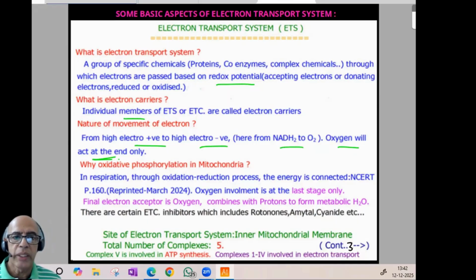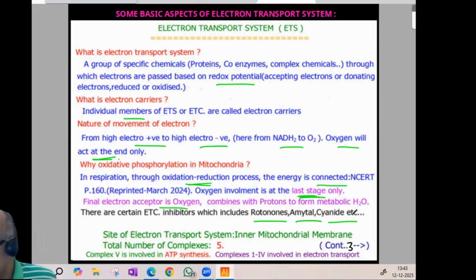And why oxidative phosphorylation in mitochondria? In respiration, through oxidation and reduction, accepting and giving, or giving and accepting, energy is connected. That is given in NCERT page 160, reprint edition March 2024. Oxygen involvement is at the last stage only, important for true or false type statements. The final electron acceptor is oxygen, which combines with protons to form metabolic water. And there are ETC inhibitors, which include rotenone, amytal, cyanide, etc.